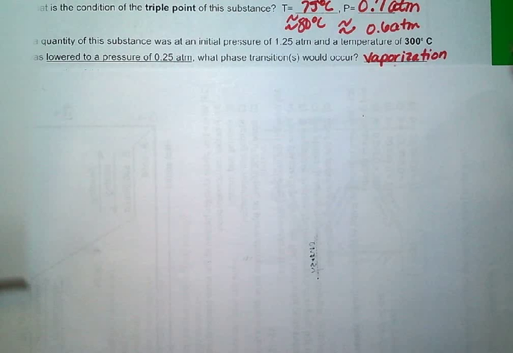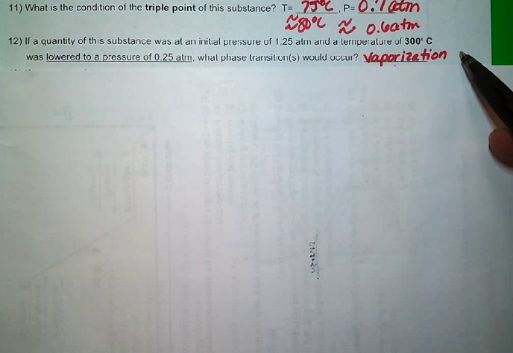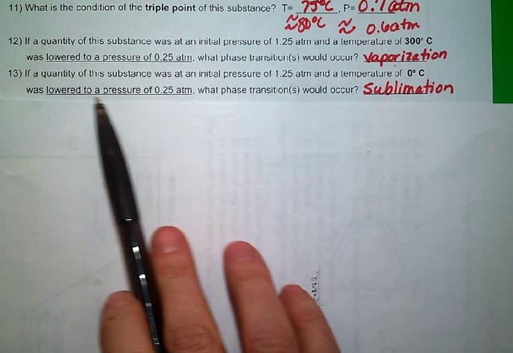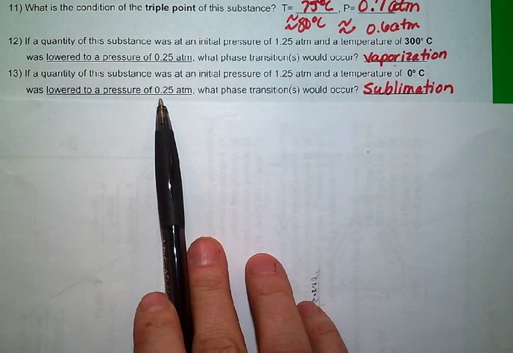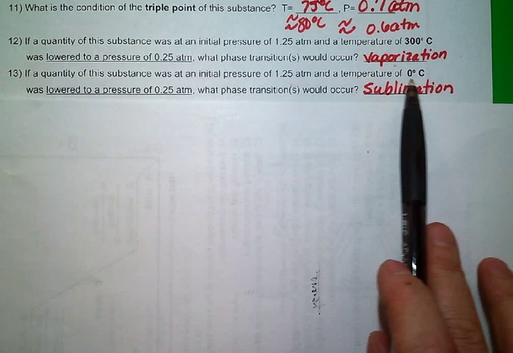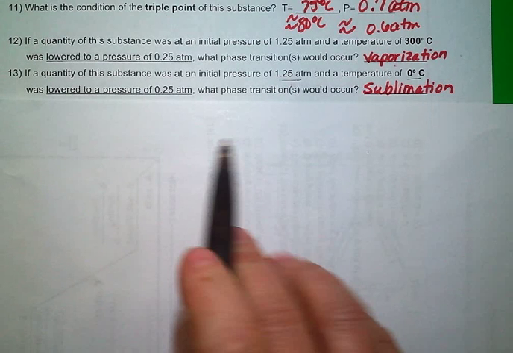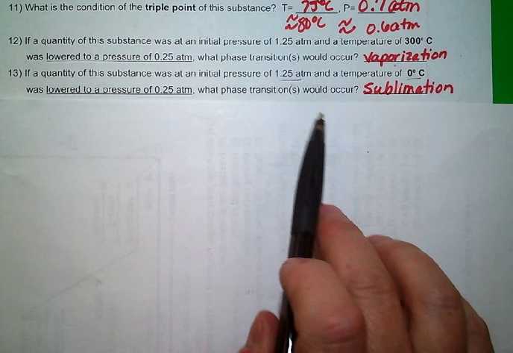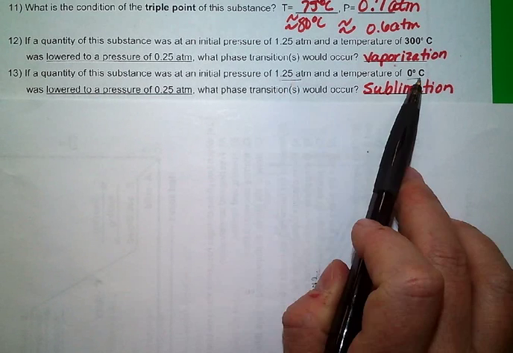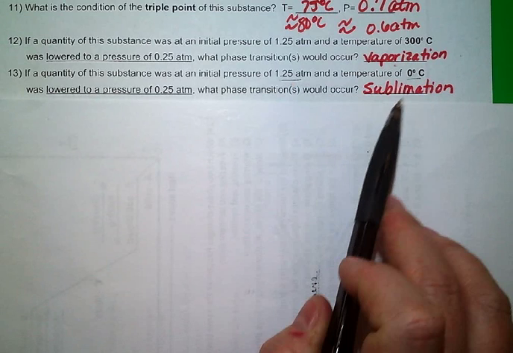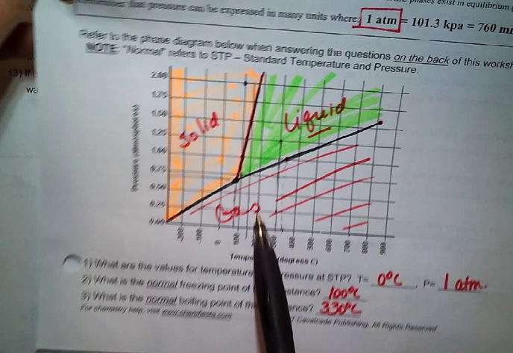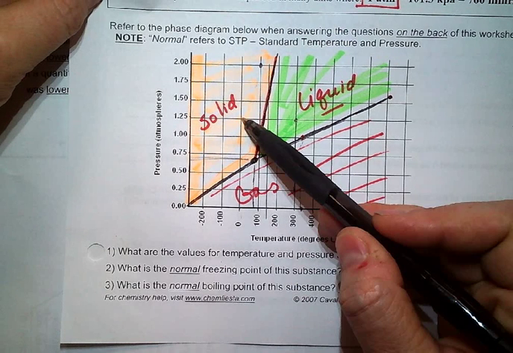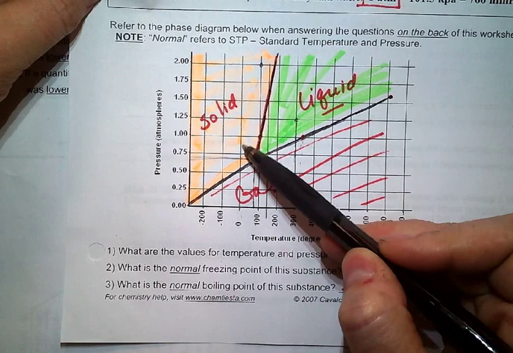Same thing with number 13. You're changing to a lower pressure, 0.25, but this time at 0 degrees Celsius. So you locate this on your graph, and then you lower the pressure. What happens here is sublimation, because this would begin as a solid, and once you drop the pressure, it would go down to a gas. So again, 1.25 at 0 degrees Celsius is a solid, and if I drop that down, it drops from a solid directly to a gas without any change in temperature.